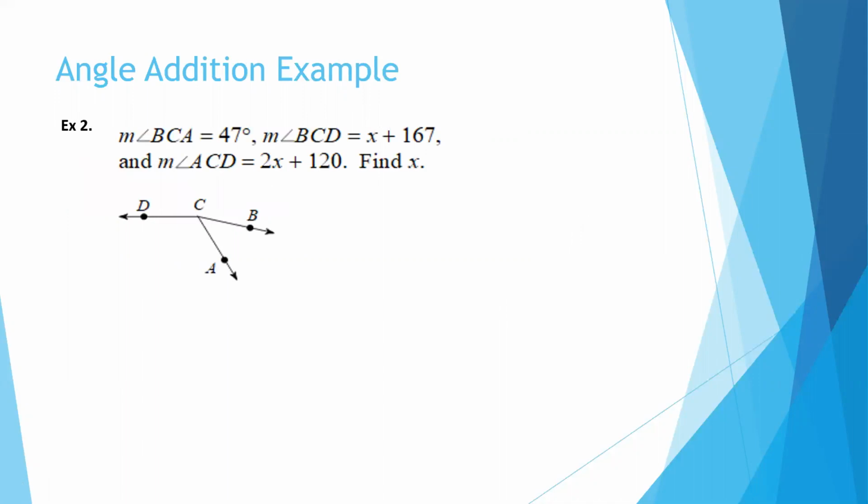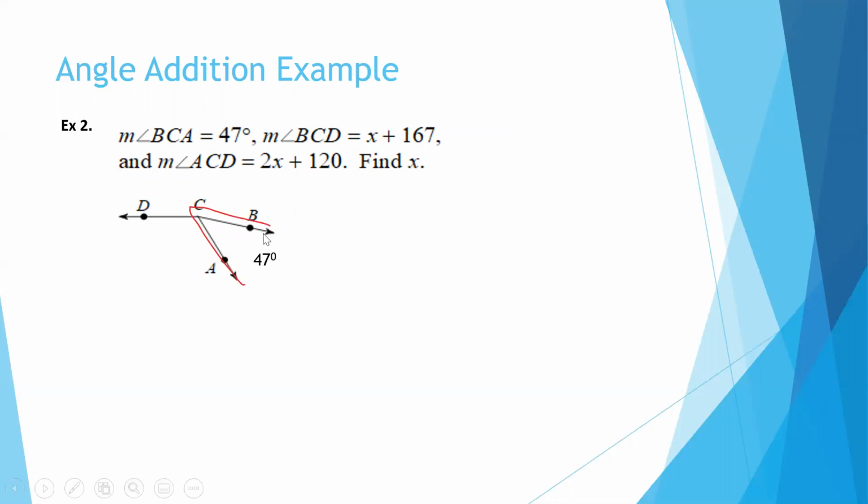Let's move on to angle addition. So the measure of angle BCA is equal to 47 degrees. The measure of angle BCD is equal to x plus 167. And measure of angle ACD is equal to 2x plus 120. We need to find x. Okay, let's take it in pieces.